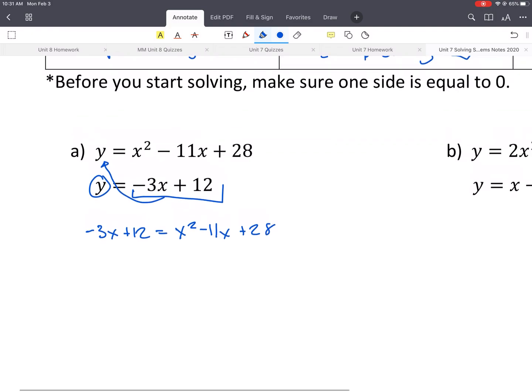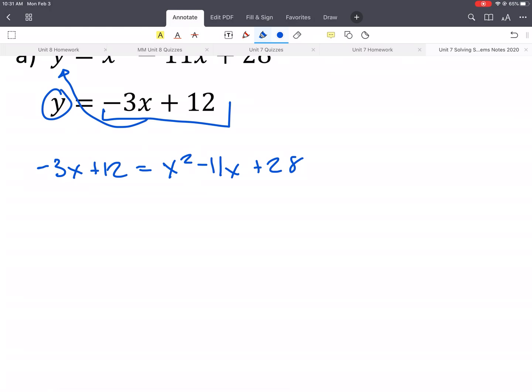Okay, and then again it says here, before you start solving, make sure you set one side equal to 0. So we're going to need to take care of that. And usually we'd want to keep the leading term, the x squared, positive. So we're just going to add 3x to both sides, and then subtract 12 from both sides. So that ends up giving us 0 is equal to x squared minus 8x plus 16.